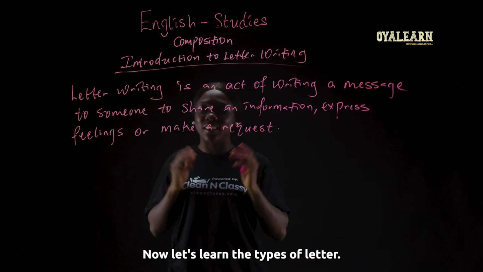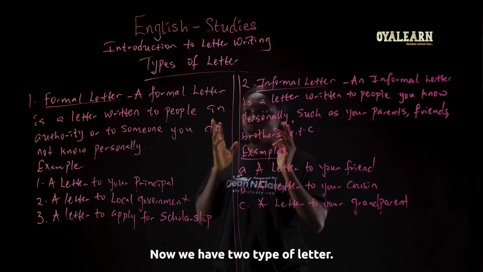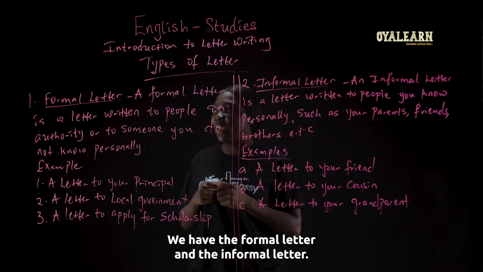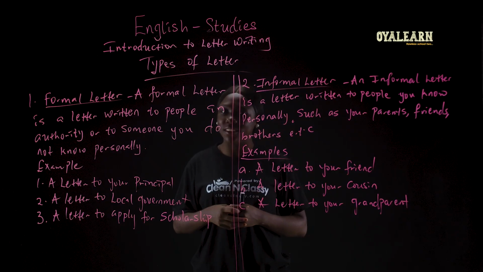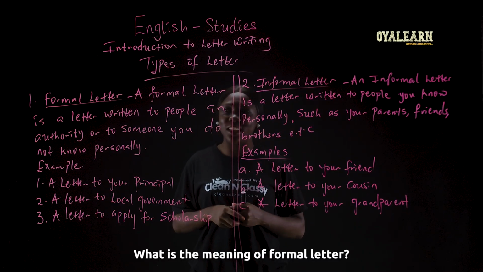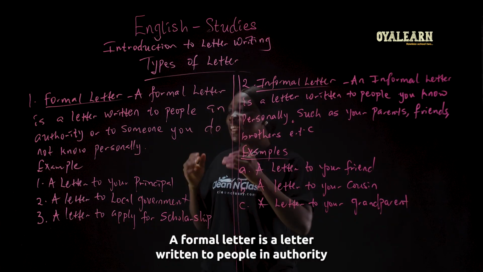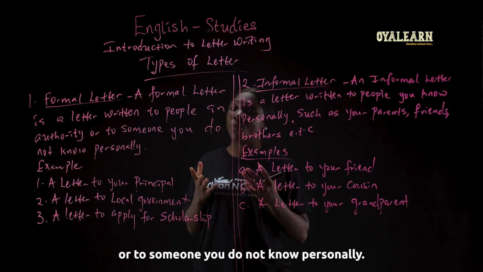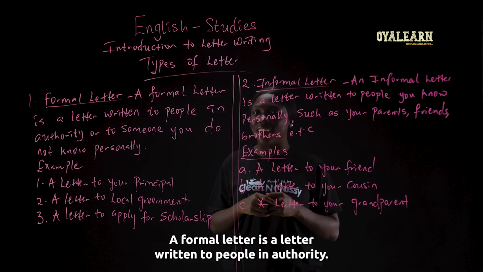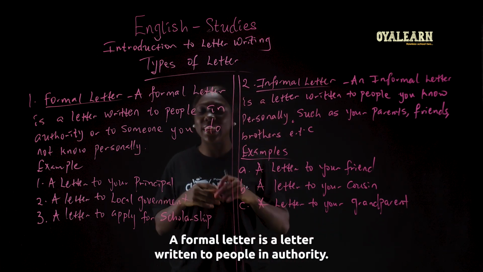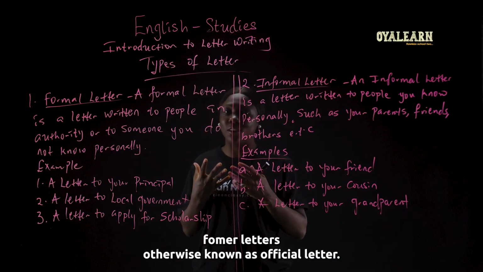Now let's learn the types of letter. Now, we have two types of letter. We have the formal letter and the informal letter. What is the meaning of formal letter? A formal letter is a letter written to people in authority or to someone you do not know personally. A formal letter is otherwise known as official letter.